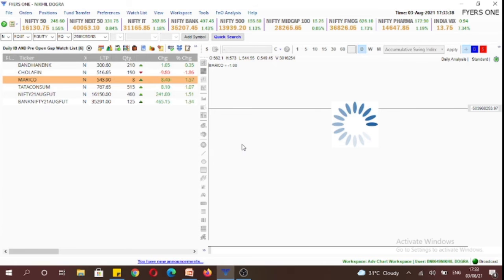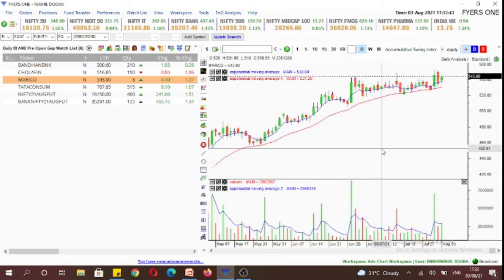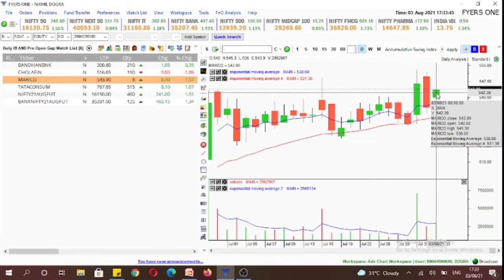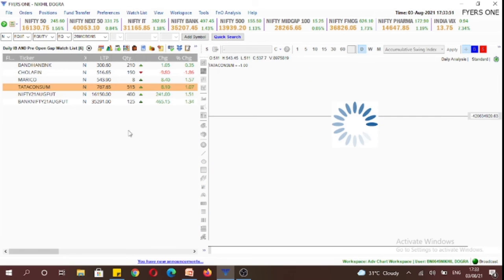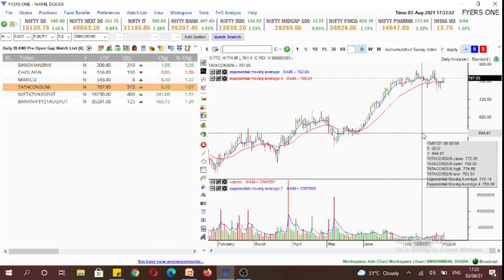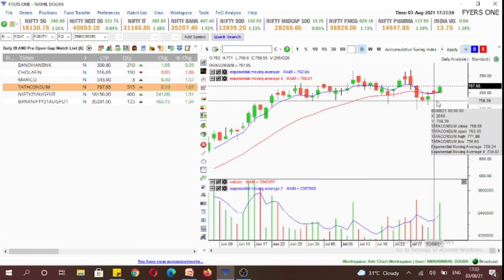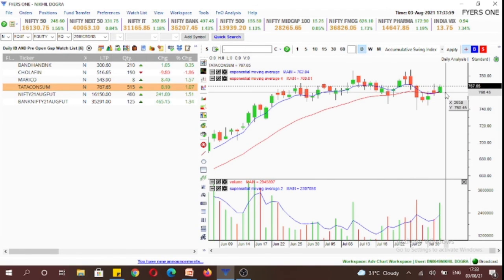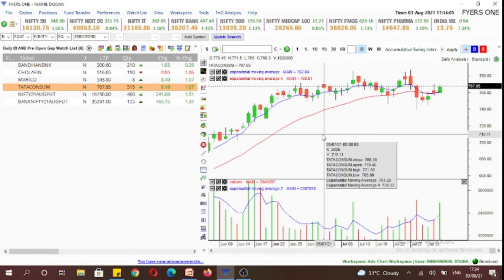Our next stock is Marico. It's in a clear uptrend based on the 5 and 20-day exponential moving averages, and we'll look for a buying opportunity above 545.4 levels. And our final stock for tomorrow based on the inside candlestick pattern is Tata Consumer Products. It's in an uptrend based on the 5 and 20-day exponential moving averages. So we'll look for a buying opportunity above 770.85 levels.